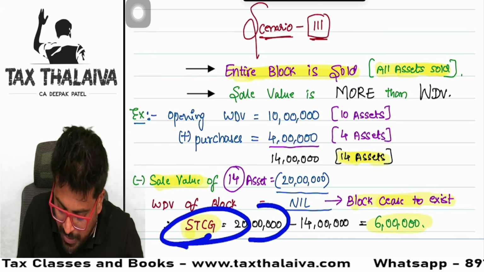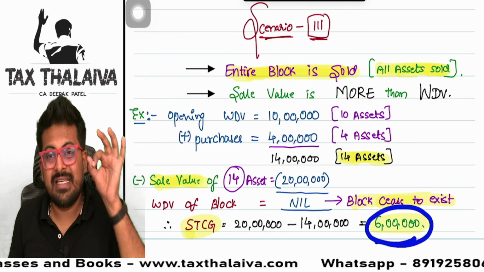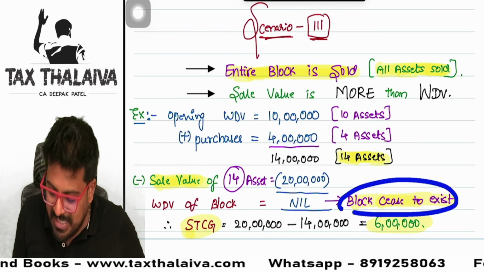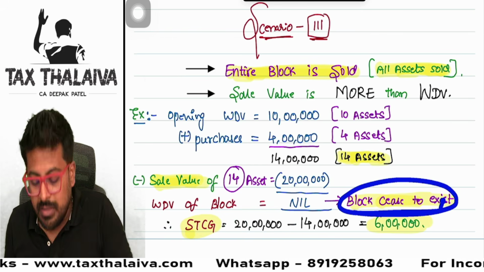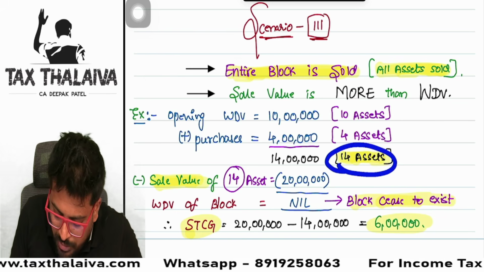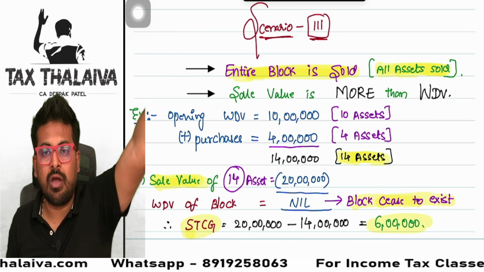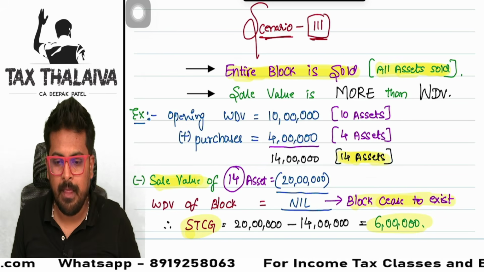So, short-term capital gain will be 20 lakhs minus 14 lakhs, which is 6 lakhs. And the block will cease to exist. Why? The block will cease to exist because all the 14 assets are sold in the block. There is no asset in the block. Next one.